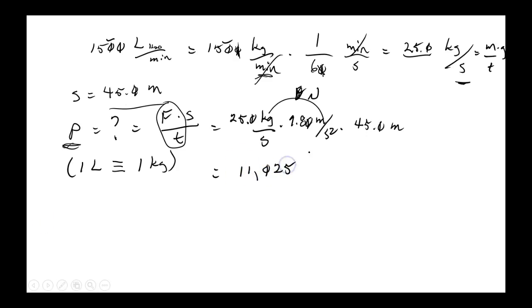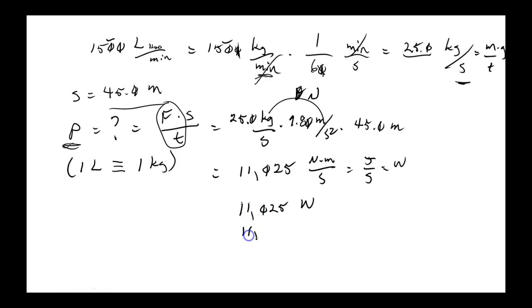11,025. And that will be in Newton meters per second. And what's that? That's a joule per second. And what's that? A watt. So that would be 11,025 watts. Okay. First, let's take care of significant digits. How many do we have? 3. 1, 2, 3. Look to the right.